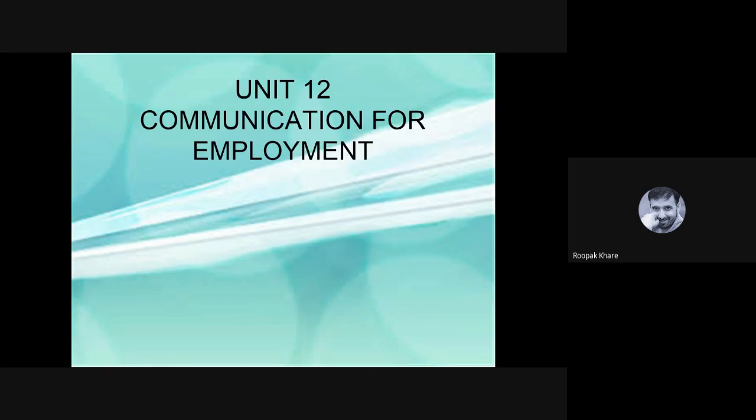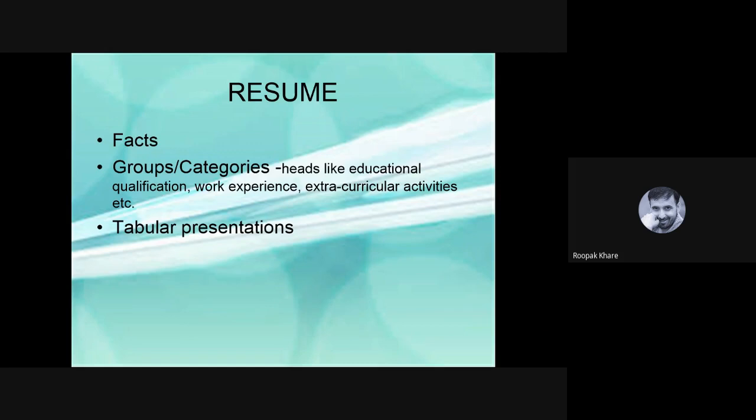Unit 12, communication for employment. Now, this is very crucial for all of us. I'm going to help you with certain things so that when you're applying for jobs, when you're already in a job and want to go for another one, this will help you. Resume is very important, and there's a difference between resume and CV.